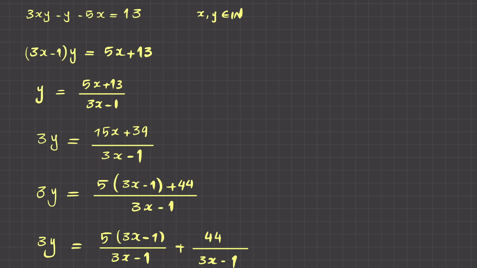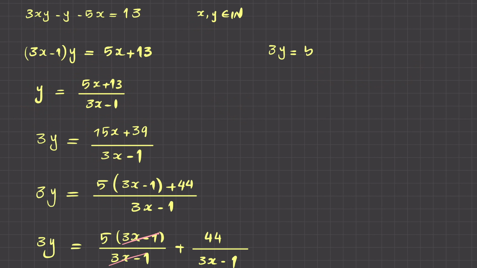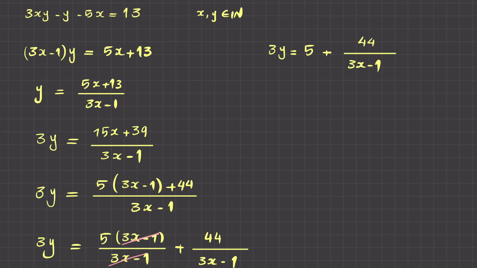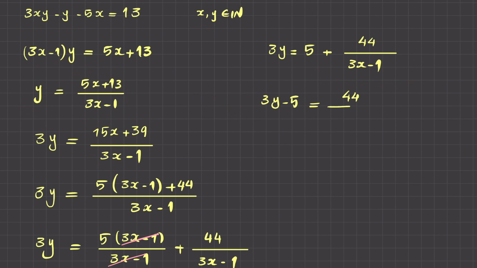But what is the benefit of that? Because now this one and that one are gone. So what I am getting is 3y equals 5 plus 44 divided by 3x minus 1. Yes? And then, for example, I can move 5 to the left. This becomes 44 over 3x minus 1.